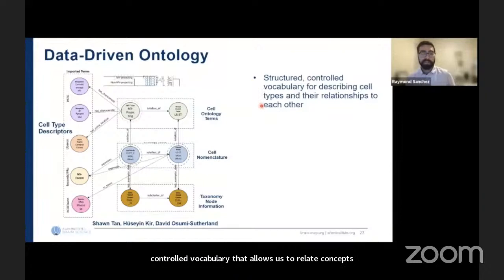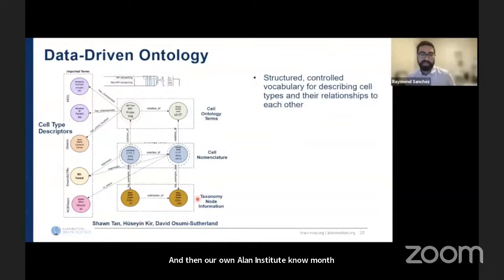This is a complicated plot, but essentially this is just highlighting the way in which the ontology pulls in descriptors of cell types, some ontology specific cell terms, and then our own Allen Institute nomenclature for naming cells and identifying taxonomy information.